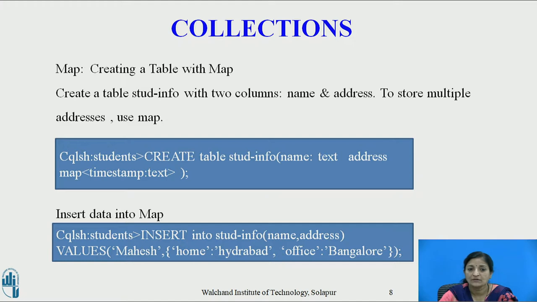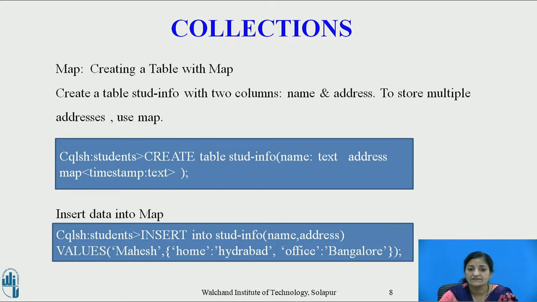Now moving on to map, we want to create a table with map. So create a table student info with two columns, name and address. Now we want to store multiple addresses for a single name. So we create table student info having attributes name of type text, and address is declared to be of type map with key value pairs of type timestamp as key and text as its value.